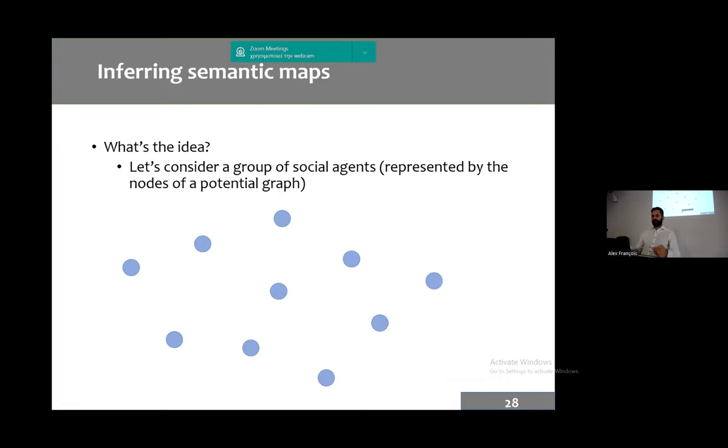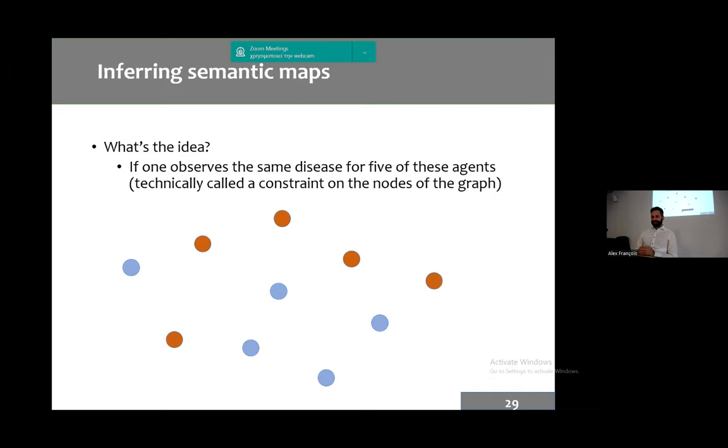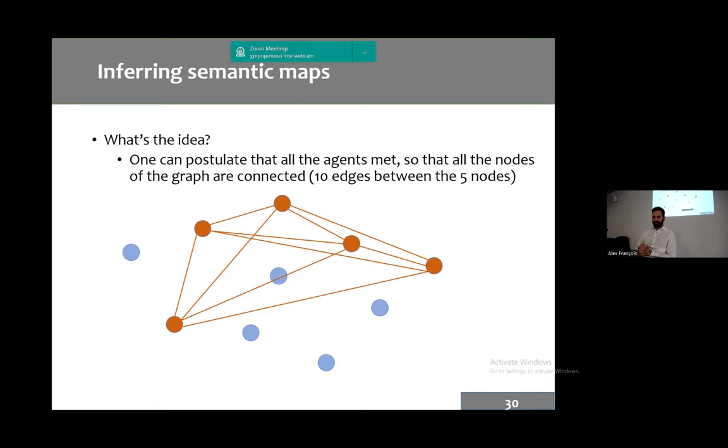Now, if one observes the same disease for five of these agents, now I colored them with orange, we call them technically a constraint on the nodes of the graph. So what's a constraint? There is something that all these agents share, right? For example, if we transfer this to the meaning form relation, one form has all these five meanings, okay? So if one observes the same disease for five of these agents, one can postulate that all these agents met, so that all the nodes of the graph are connected, right?